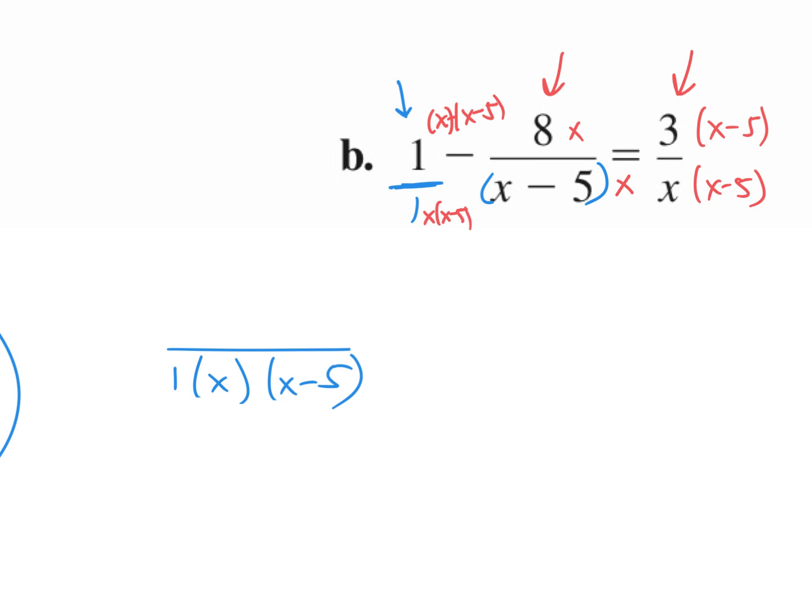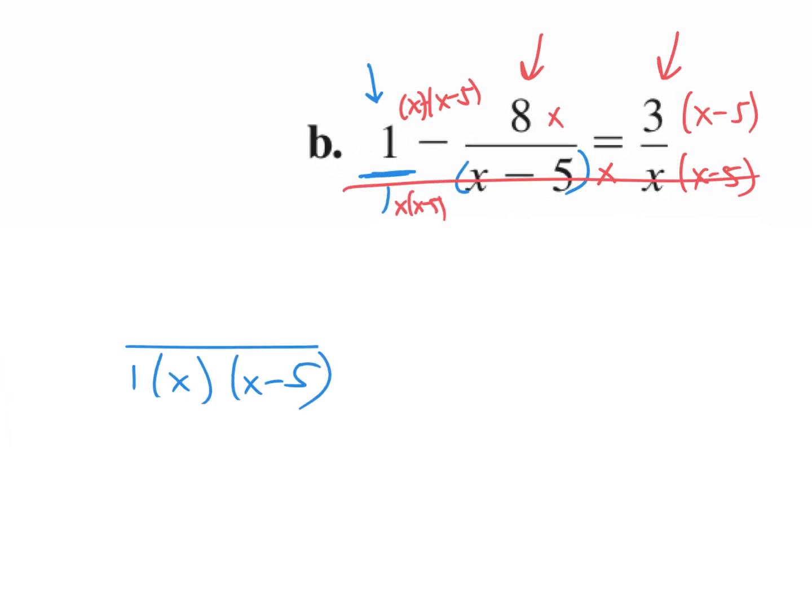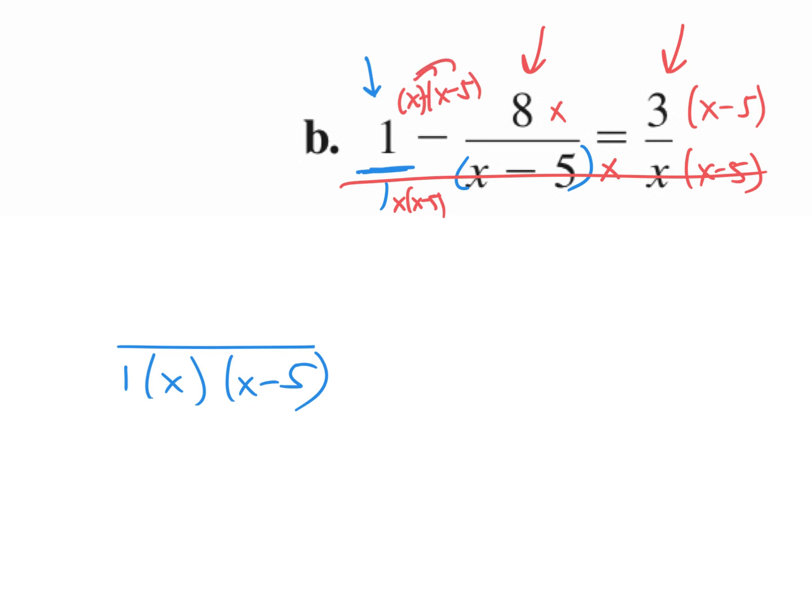So now that I have made all the denominators the same, what can I do to that denominator? I can cross it off. I don't have to look at it anymore. So now I'm just left with, can I distribute this here, guys? I have x squared minus 5x minus 8x equals, distribute here, 3x minus 15. And it's just a simple equation.